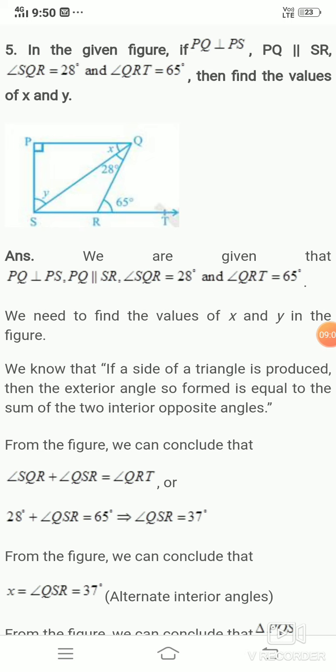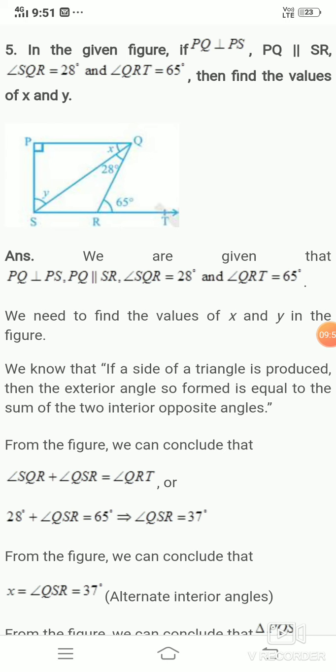Now how can we find X and Y? Directly by using the next triangle. So 65 degrees is given, that is an exterior angle. If an exterior angle is given, we need to think that one exterior angle is equal to the sum of the two opposite interior angles. Here 28 degrees, one interior angle, is given for the exterior angle 65 degrees. So using the sum of the two opposite interior angles equal to the exterior angle, we can find another angle at S.